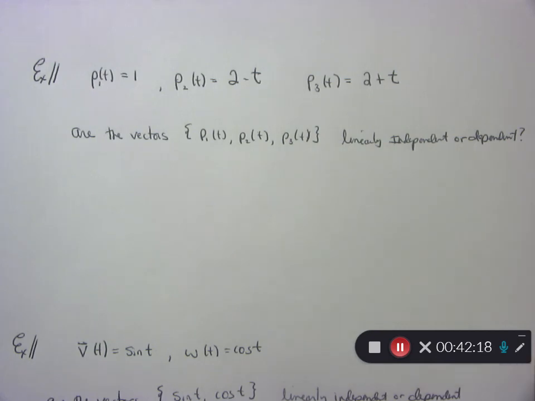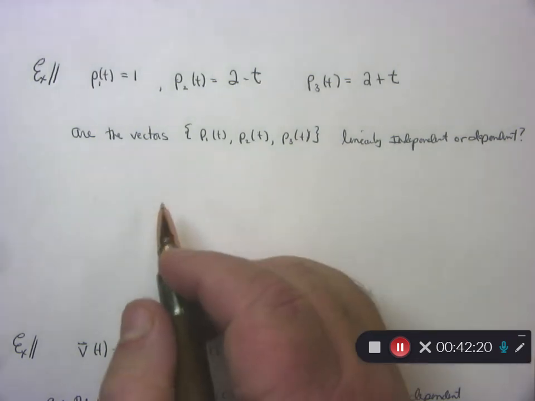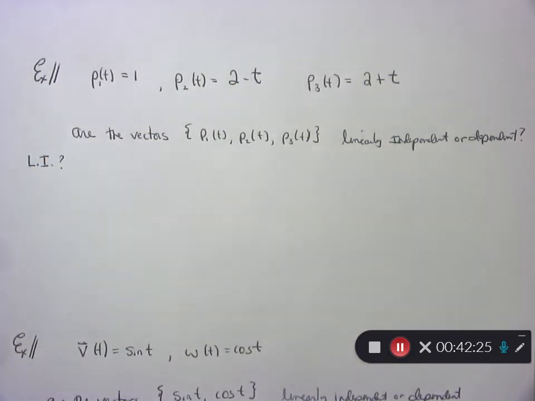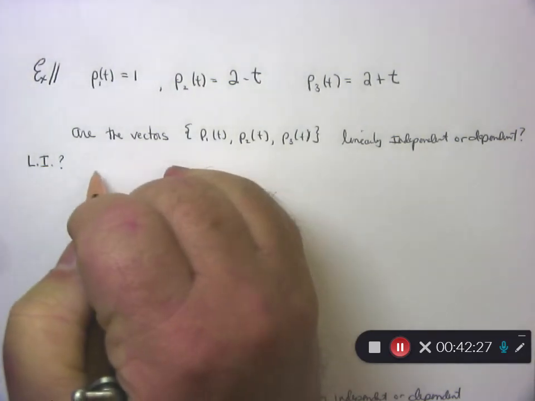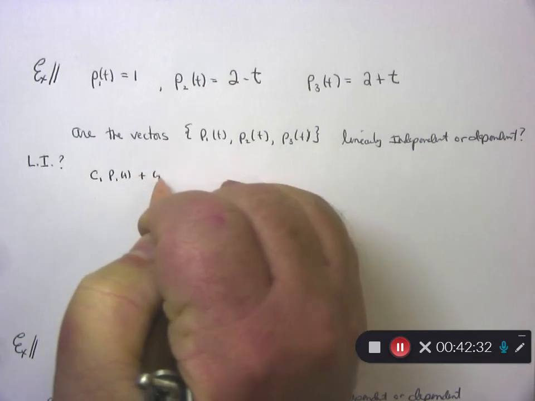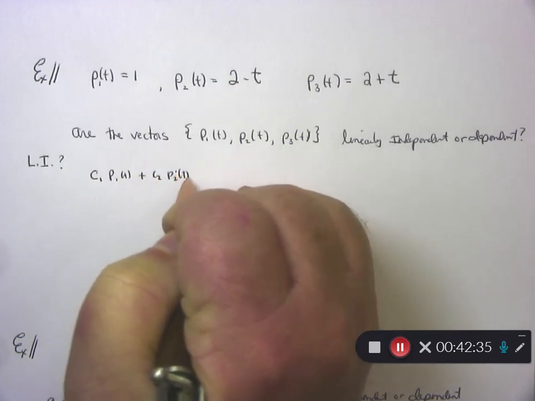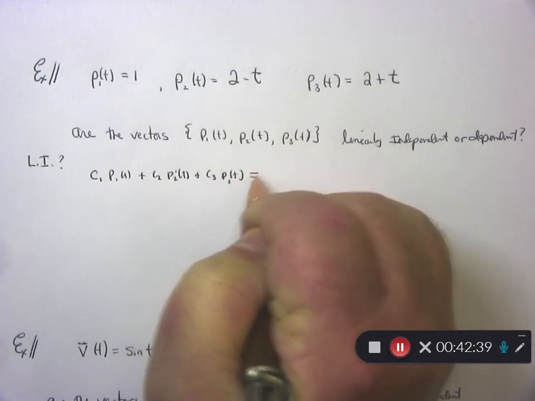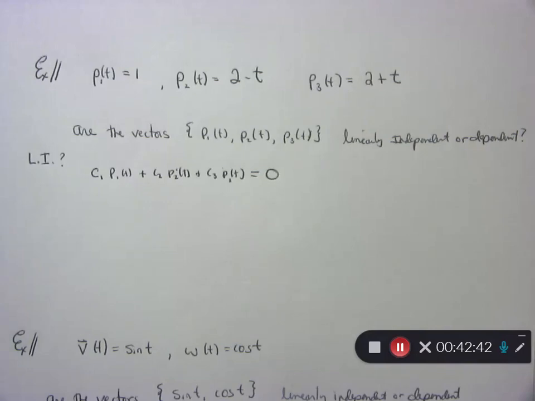Basically, are they linearly independent or not? So, how do I figure it out? If we go for the Li, and we don't know, put a question mark right here. Basically, if I set C1 times P1 of T, plus C2 times P2 of T, plus C3 times P3 of T, and I set that equal to 0, if they're linearly independent, the only answers I can get are C1 is 0, C2 is 0, C3 is 0, and so forth and so on.